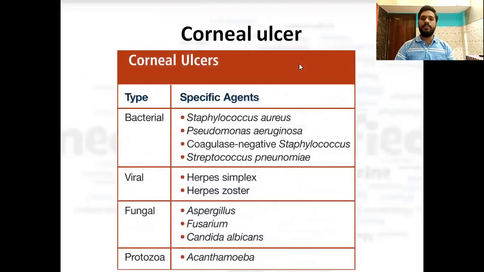So here is a table to know the agents causing the type of ulcer. Bacterial ulcer is usually caused by Staph aureus and Pseudomonas aeruginosa. Also sometimes coagulase negative Staphylococcus and Streptococcus pneumoniae may cause corneal ulcer. Whereas viral corneal ulcer is caused by the herpes family, that is herpes simplex and herpes zoster. Fungal is caused by Aspergillus, Fusarium and Candida albicans, whereas protozoal is usually caused by Acanthamoeba.